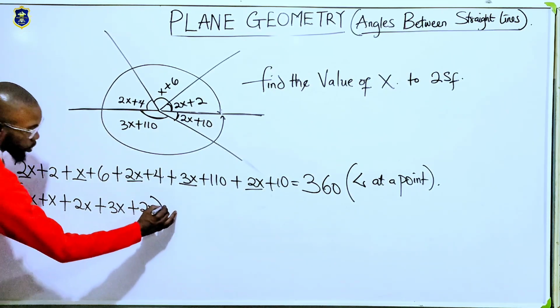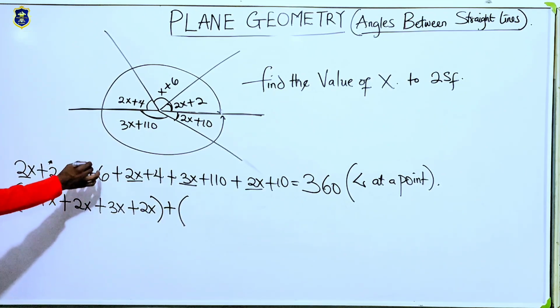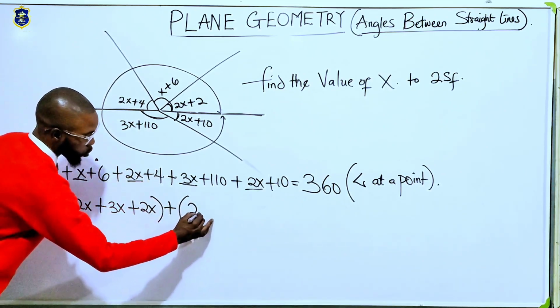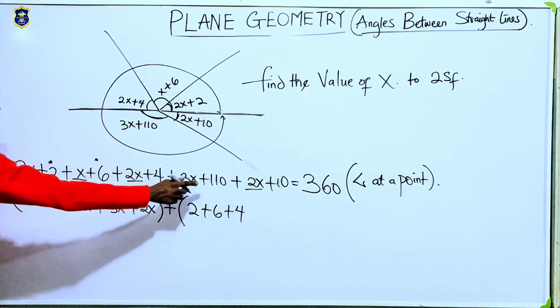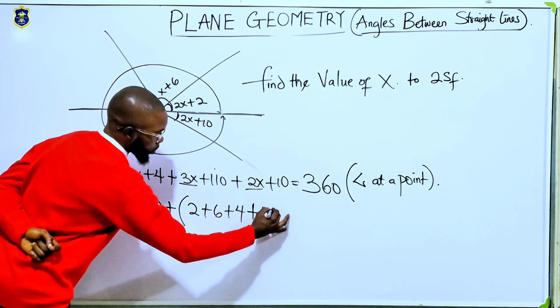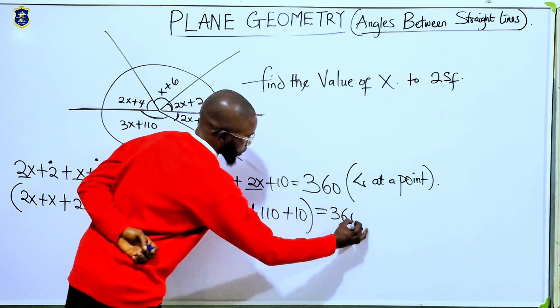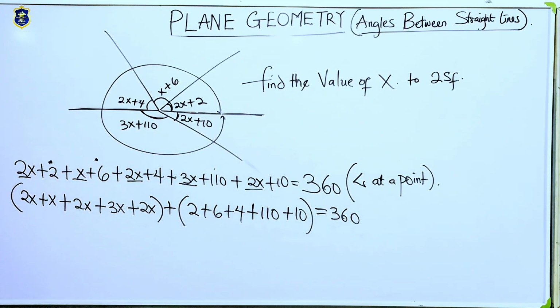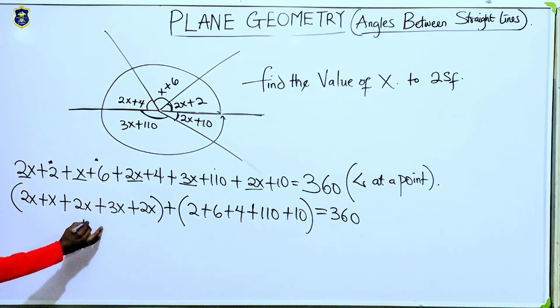Alright, so what about the ones that have numbers? Let's add. We have 2, 6, 4, so it's 2 plus 6 plus 4. And then we have 110 plus 110, and then plus 10. Everything summing up to give us 360 degrees. See how easy it is? So 2x plus x is 3x, plus 2x is 5x, plus this is 8x, and this we have 10x.